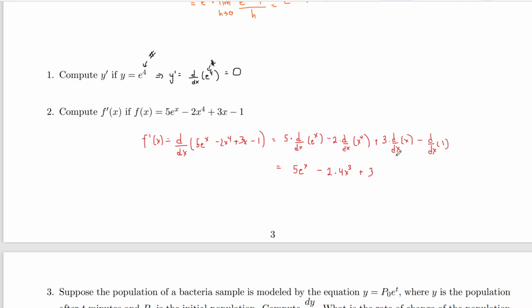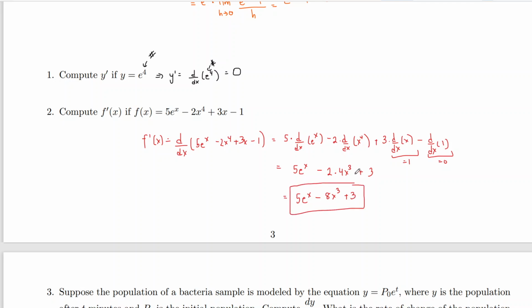So I'm just going to leave that off because this equals 1. And the derivative of a number is 0. So actually, I don't have to write anything else because this would be times 1 minus 0. Not going to change anything. And there's not much to do here. You can pretty much only do one thing to simplify further. 2 times 4 is 8. That's really it. We get 5e to the x minus 8x cubed plus 3.